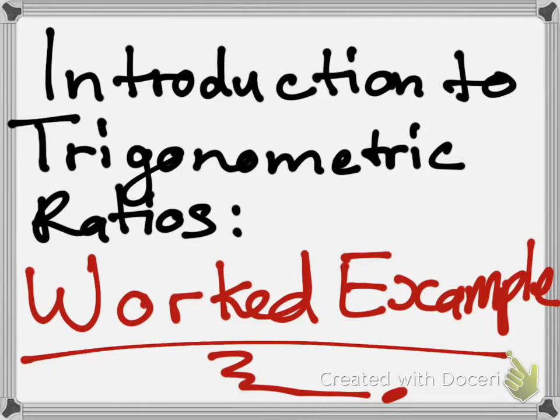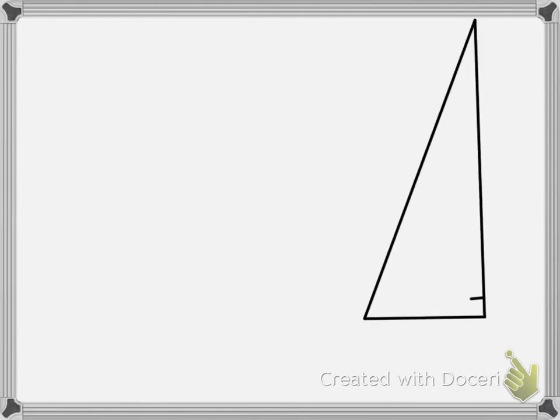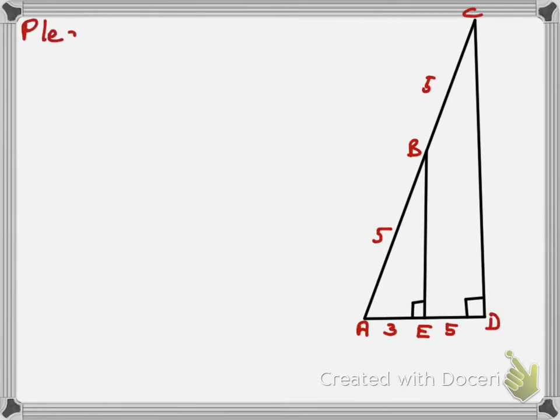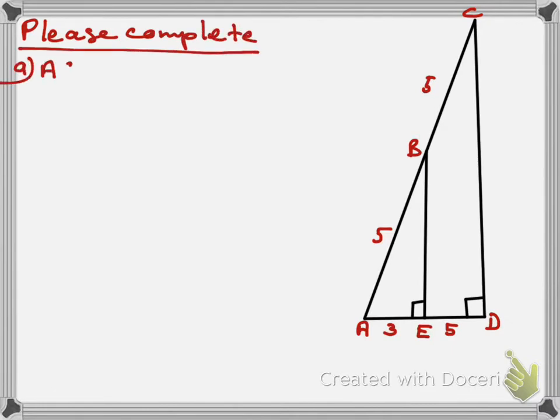How do we use trigonometric ratios to solve some problems? Okay. Right, let's say you are given a triangle ACD and it has got a line in it, line BE, and then you are asked to complete.